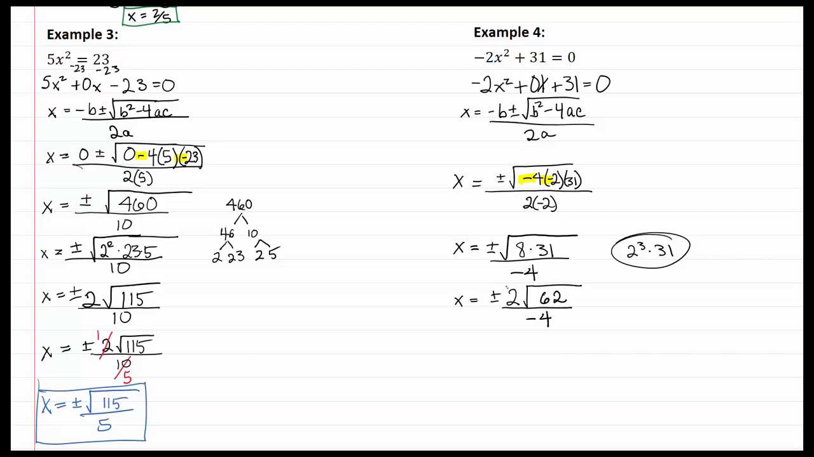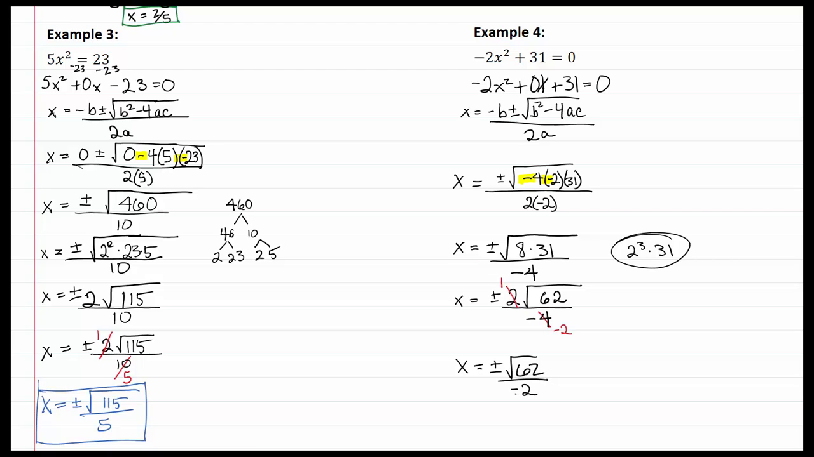Notice again that these will reduce by 2. 2 divided by 2 is 1. 4 divided by 2 is 2. And I've got that negative out front, so it's going to be a negative 2. Almost there. X is equal to plus or minus root 62 over negative 2.